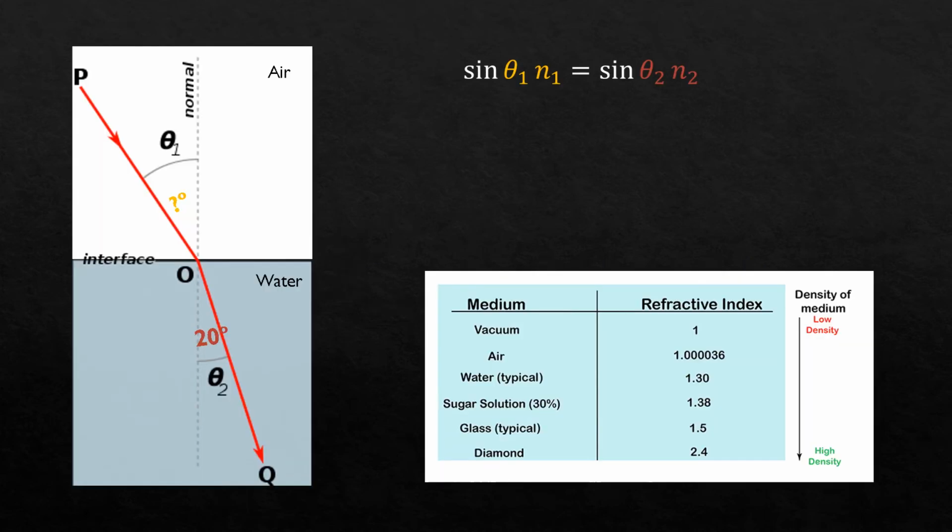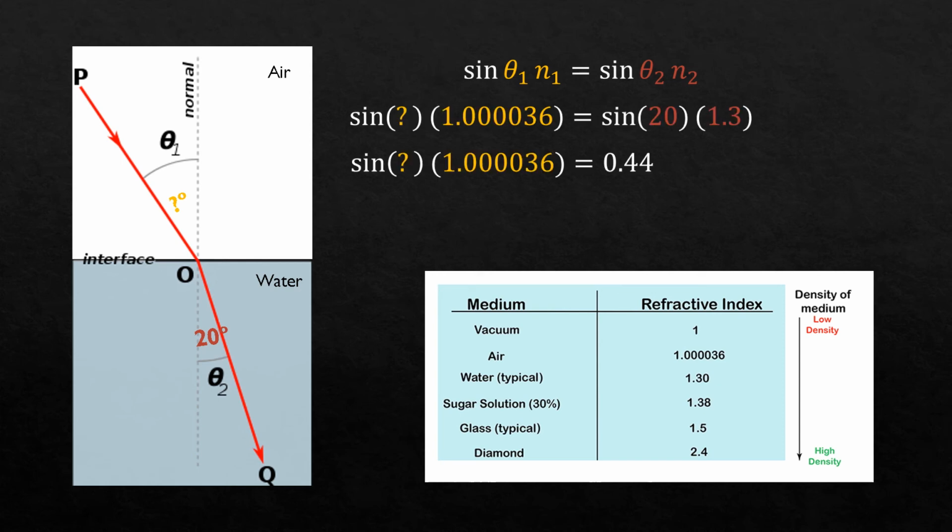Now, if we plug in numbers from the example into this equation, and then solve algebraically, we should be left with an angle of incidence of 26.1 degrees. This means that the light hit the water at 26 degrees and then changed direction to an angle of 20 degrees.